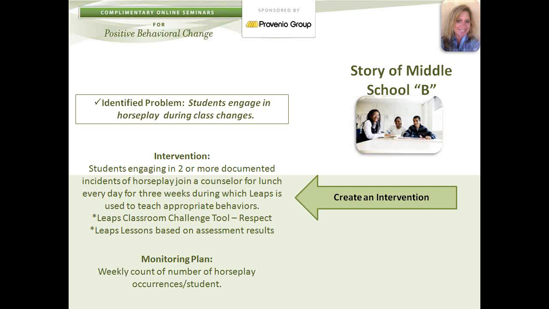Then they created their monitoring plan, and they decided on a weekly count of number of horseplay occurrences per student. Again, why did they decide on that? Well, because that's what they used for their baseline. So they decided that they would know if the intervention was working if that number had decreased.